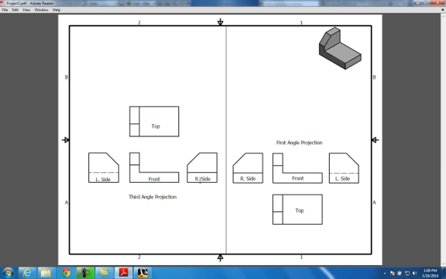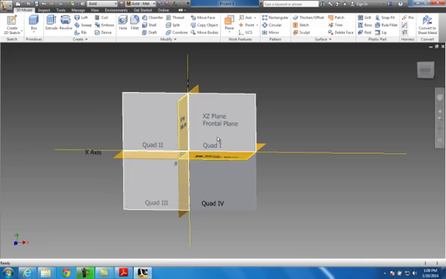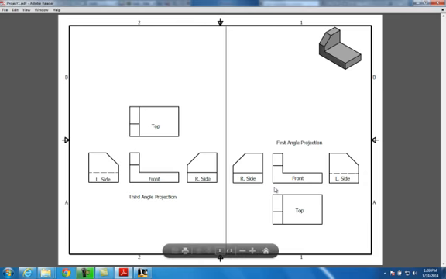The first, let me go back here and show you. The first quadrant is positive, positive. The third quadrant is negative, negative. They're complete opposites, right? That's where you get this from. So here's the right side. It's just opposite of what we're used to. The left side over here in third angle is on the left side actually. In first angle, it goes over here to this side.